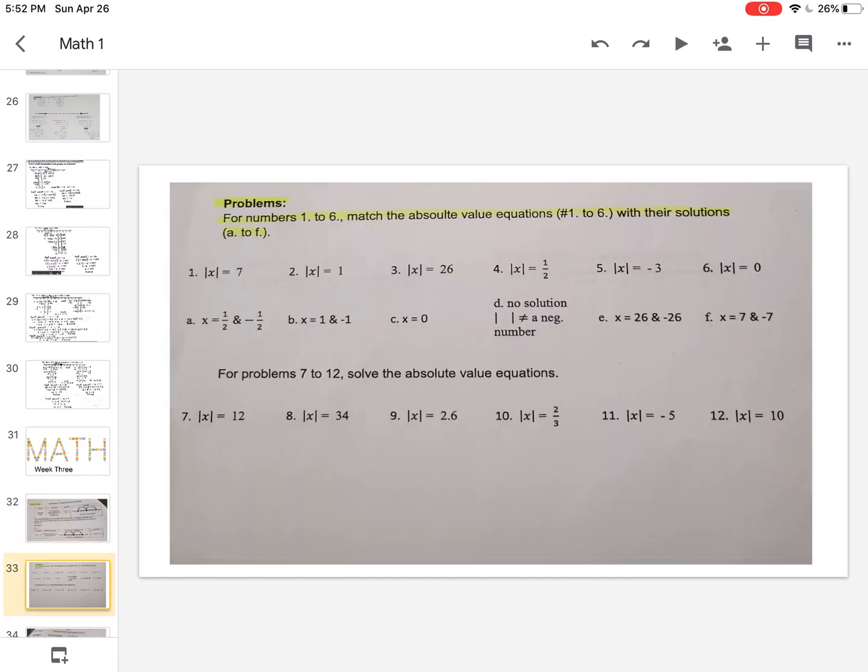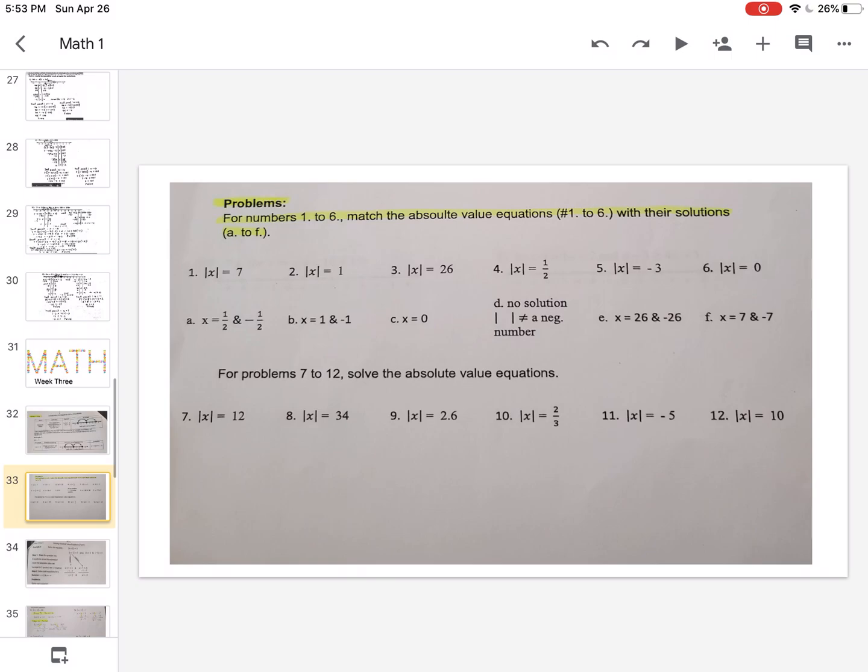It says for numbers 1 to 6, match the absolute value equations with their solution a to f. Your teachers provided you with the solutions at the bottom of this page. For example 1, if you look at f, x equals 7 and -7. So all of the solutions are at the bottom of the page. You can go back and review the notes, but it's pretty much the actual positive number and then also the negative number is the answer.